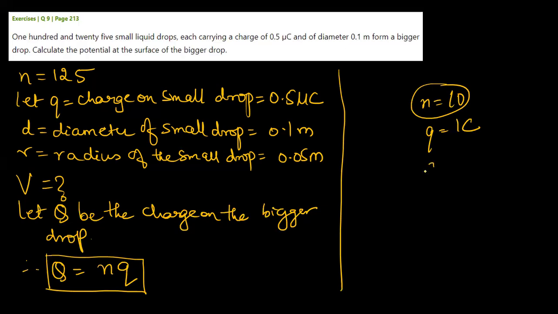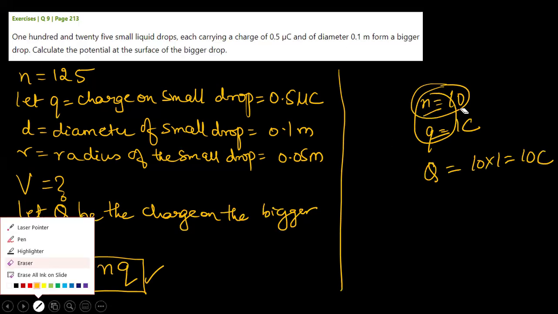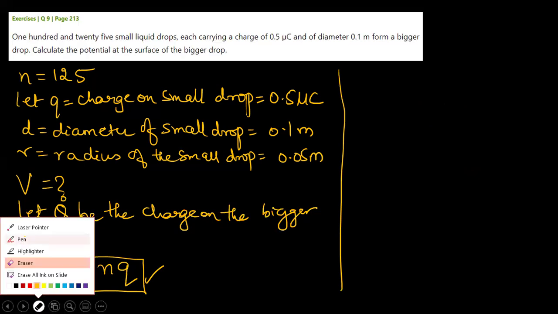So what will be the total charge? Total charge will be 10 into 1, that is 10 coulomb. What did we do? We multiplied n into q. That is what I'm doing here also. So the total charge will be n into small q, where n is 125, which is given to us in the question. Let us multiply those two values and find the total charge on the big drop.